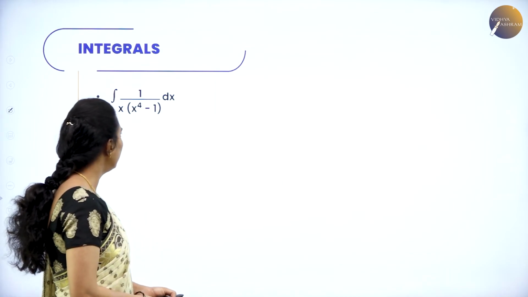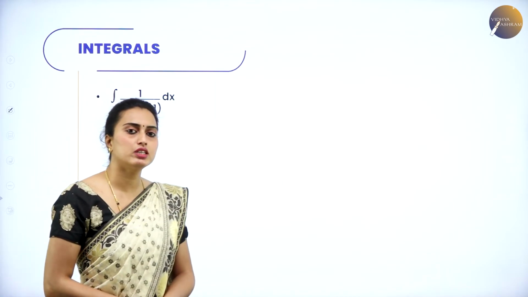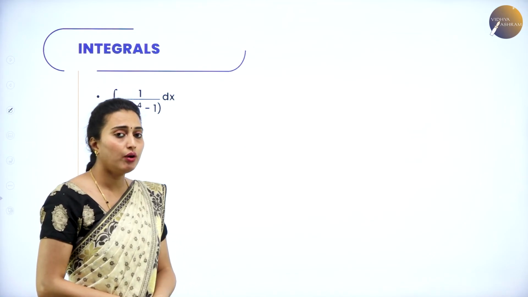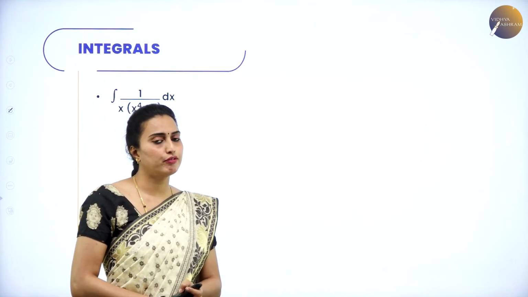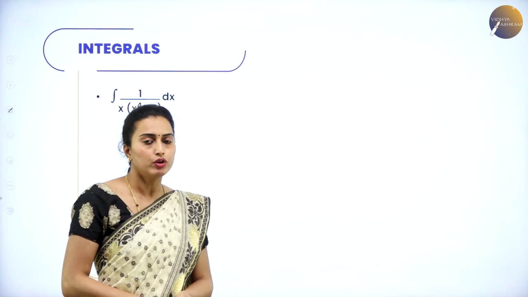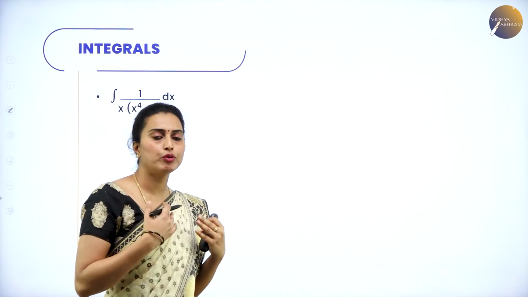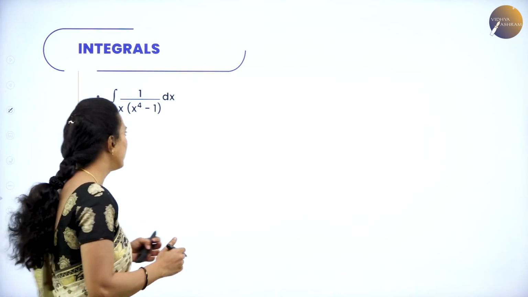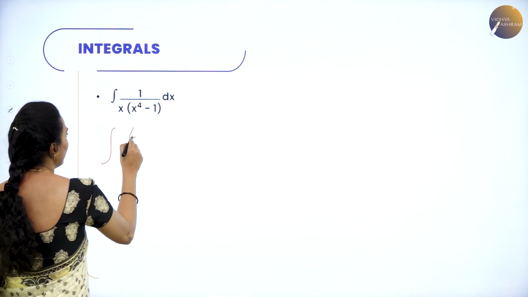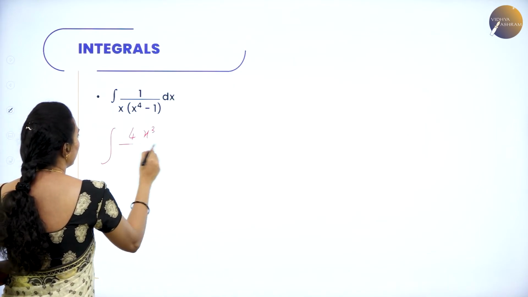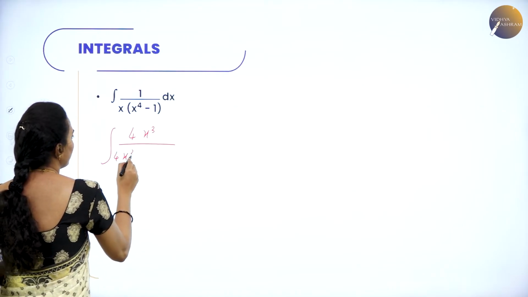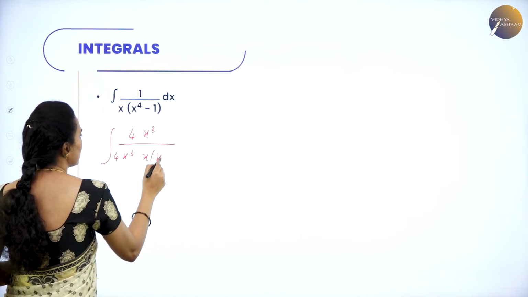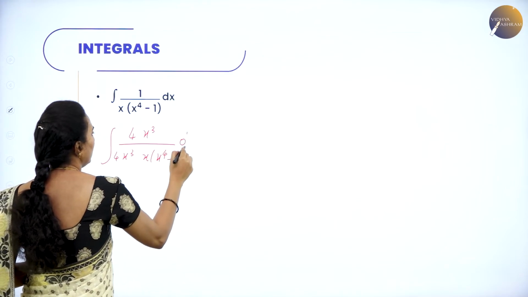What they've asked is the integral of 1 divided by x into (x to the power of 4 minus 1). Now dears, if you differentiate x to the power of 4, you are going to get 4x cube. You do not have 4x cube there, so I am going to multiply and divide it by 4x cube. So here, the integral of 4x cube divided by 4x cube into x into (x to the power of 4 minus 1) dx.